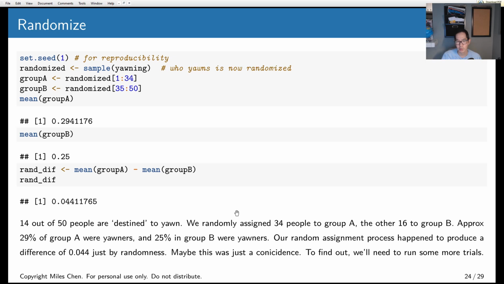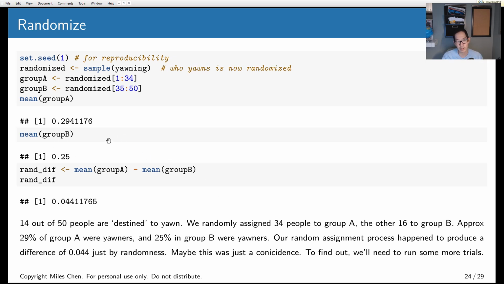So, we randomly assigned 34 people to group A and the other 16 to group B. 29% of group A were yawners, 25% in group B were yawners. Our random process happened to produce a difference of 0.044 just by randomness. This seems to be just a coincidence, but we'll run a bunch more trials to see what could happen. And again, we know this is just the result of the random process.